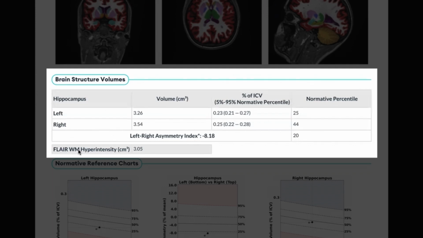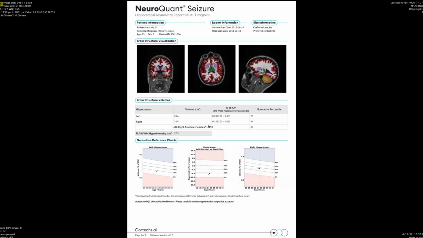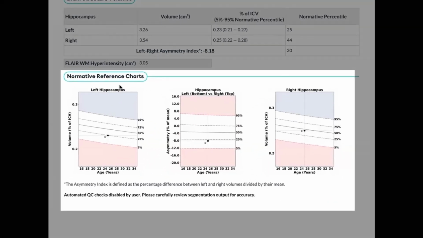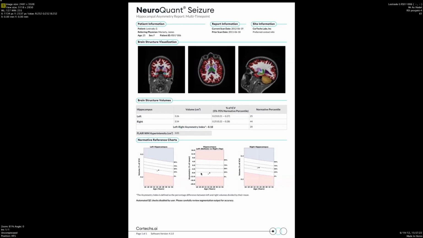We also provide the FLAIR white matter hyperintensity. As you can see in this case, a FLAIR was submitted, and we're also just tracking that volume over time so you can have that alongside your other brain subregional volumetrics. And then similarly to the last report, on this reference page showcasing the longitudinal aspect, so seeing the left hippocampus over time, the right over time, and then also the asymmetry index in the middle here. So you're able to truly zoom into a laterality aspect here with the seizure report.